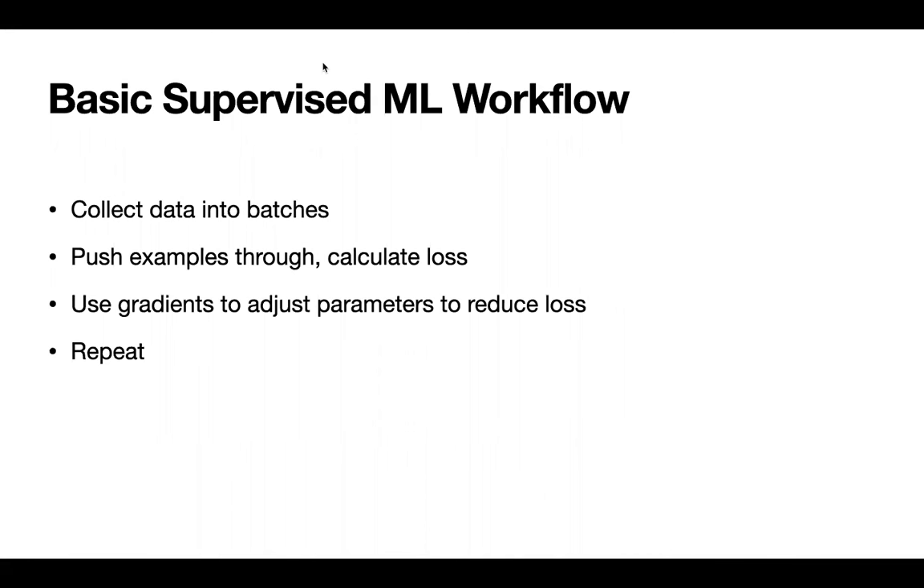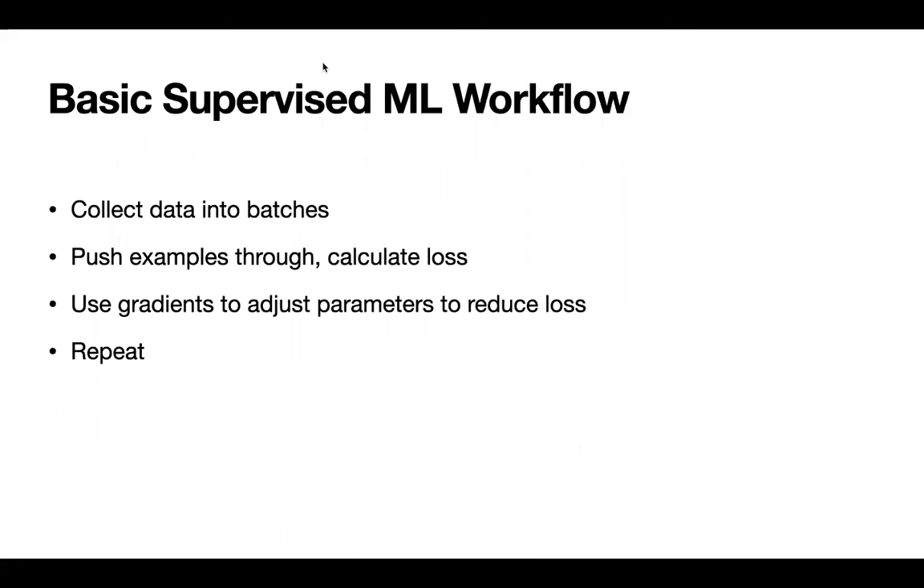And so the way that we'll do that is we'll collect our data into batches. We'll push these example data batches through, and we'll calculate what's called loss. Loss is how far we missed the mark. If we're doing regression, it's as easy as just subtracting the value that we predicted from the actual true value. And then once we have that loss, we'll use gradients, which I'll explain in a minute, to adjust parameters inside of our model to reduce that loss.